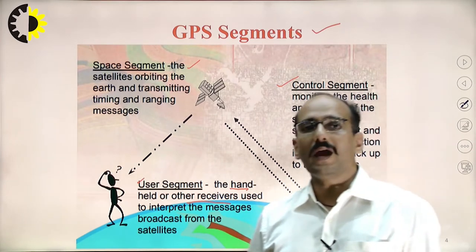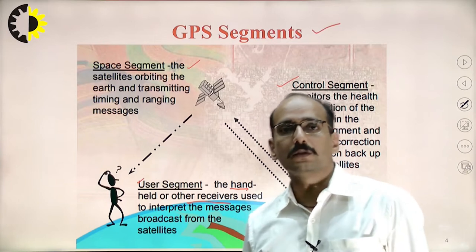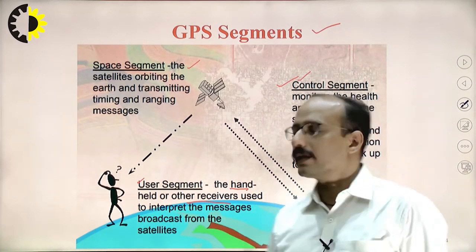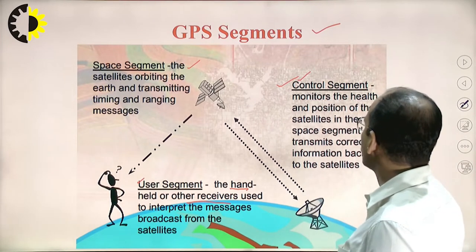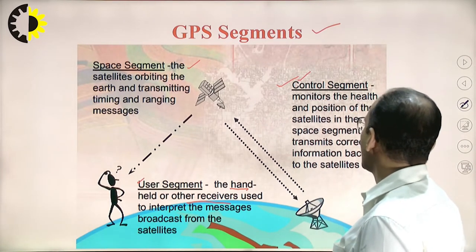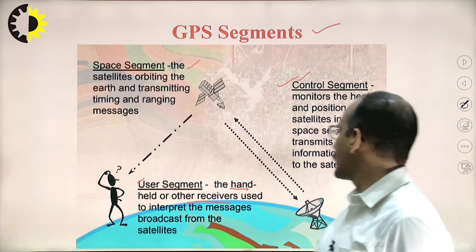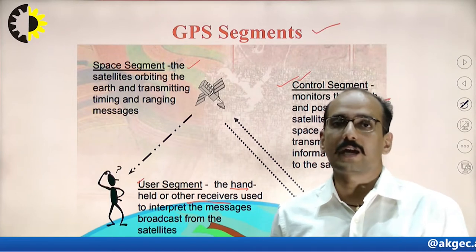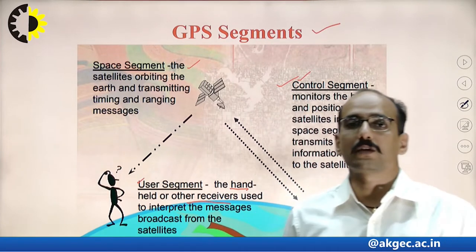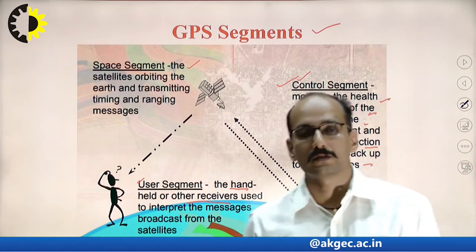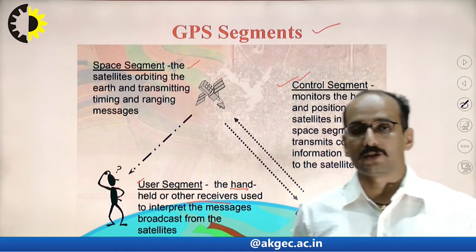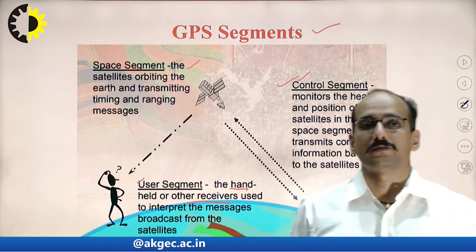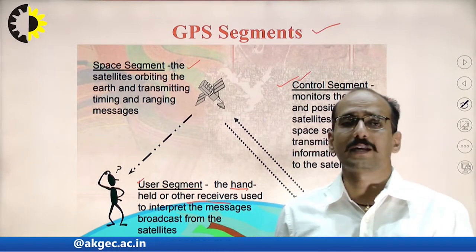But you have to control both of these by using the GPS control segment. That GPS control segment actually monitors the health and position of the satellites in the space segment and transmits correction information back up to the satellites. Means which satellite is working, which satellite is not working, what is the position, what are the satellite health conditions. Health conditions means the temperature, the velocity, the orbital location. Those are all the points related to satellite health.